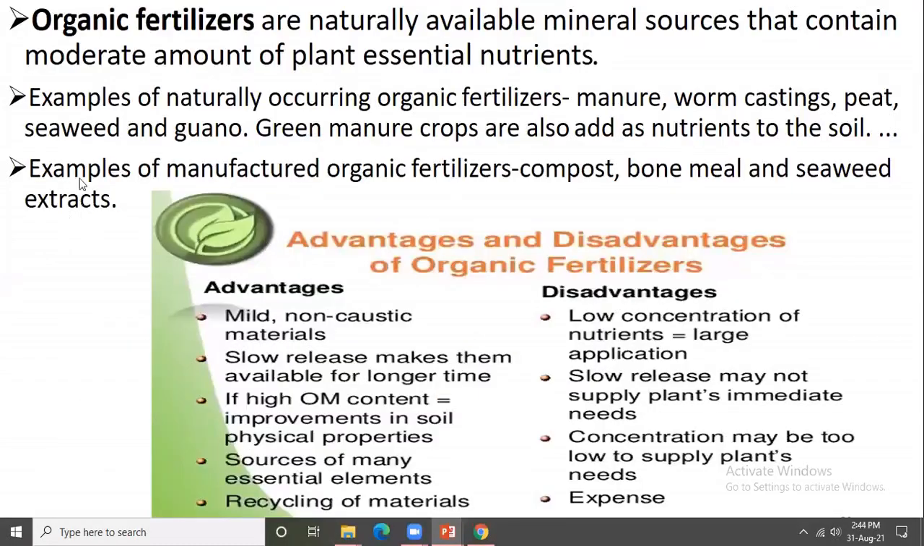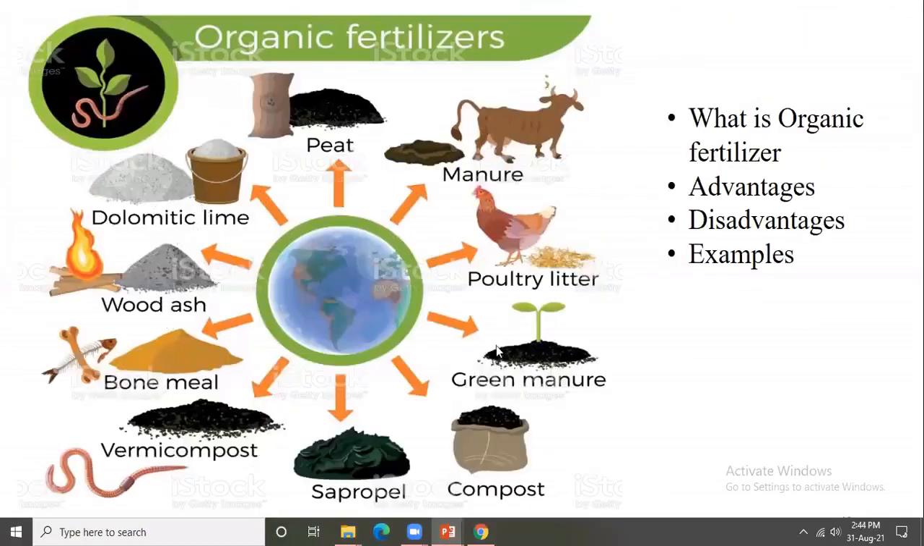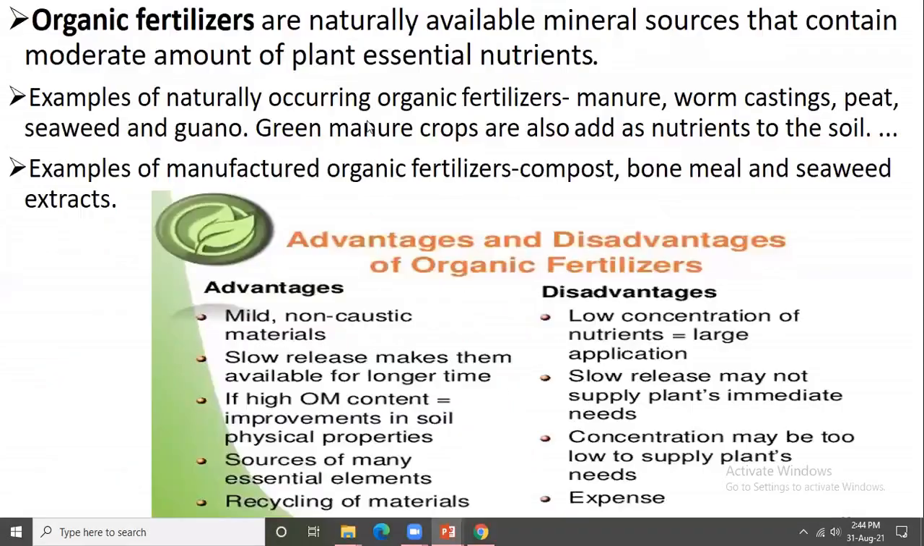Examples of manufactured organic fertilizers are compost, bone meal and seaweed extract. Others are natural ones, such as most manures, poultry litter, green manures and compost. Some are natural, and some are prepared artificially by manufacturing.